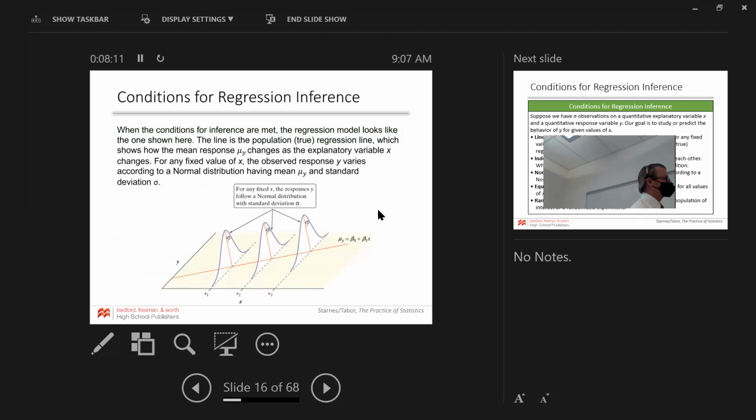Now, this is a little hard to see, but it kind of makes sense. So you got this line, ready? And at each input along the line, the output is normally distributed. So for any fixed x, the y outputs follow a normal distribution for the given standard deviation. So if I went this far to the right, my output would be normally distributed.